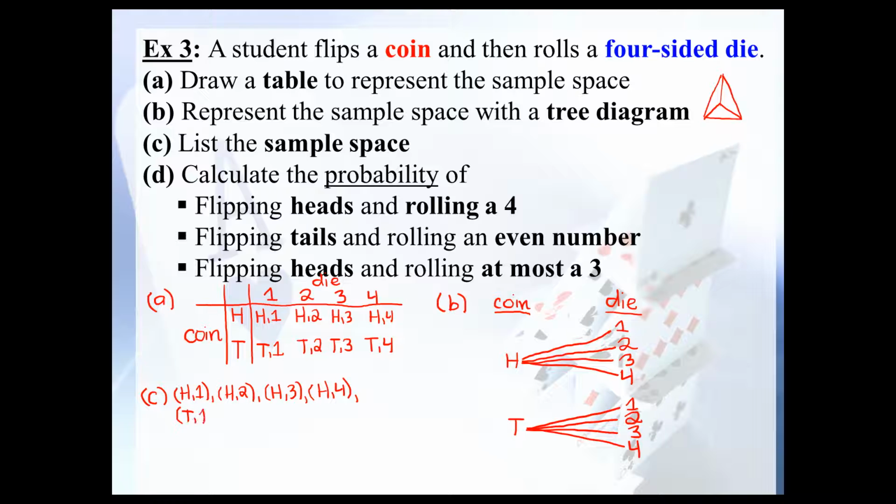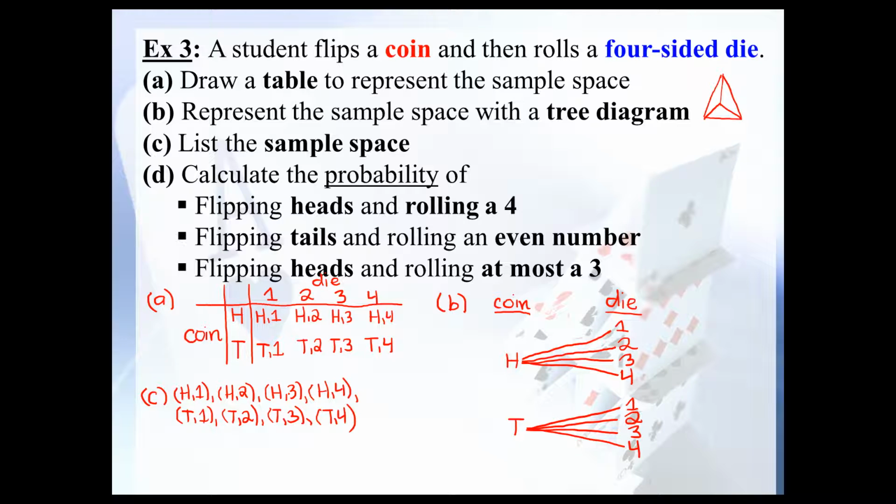So tails 1, tails 2, tails 3, and then tails and 4. Okay, so 3 ways of showing all your different outcomes. You have a table, you have a tree diagram, and you also have a sample space. Okay, now we're going to start to do some probability calculations.